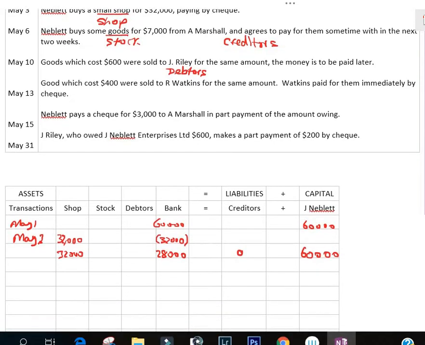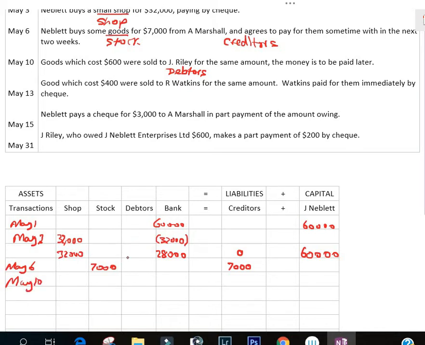Now on the 6th of May, he buys goods and he does it on credit. So the first thing, let's increase our stock. Our stock goes up by $7,000 worth of stock, but however he hasn't paid cash, so he now owes for the goods. So it's a liability, and it's going to come under creditors. So we put creditors go up by $7,000.